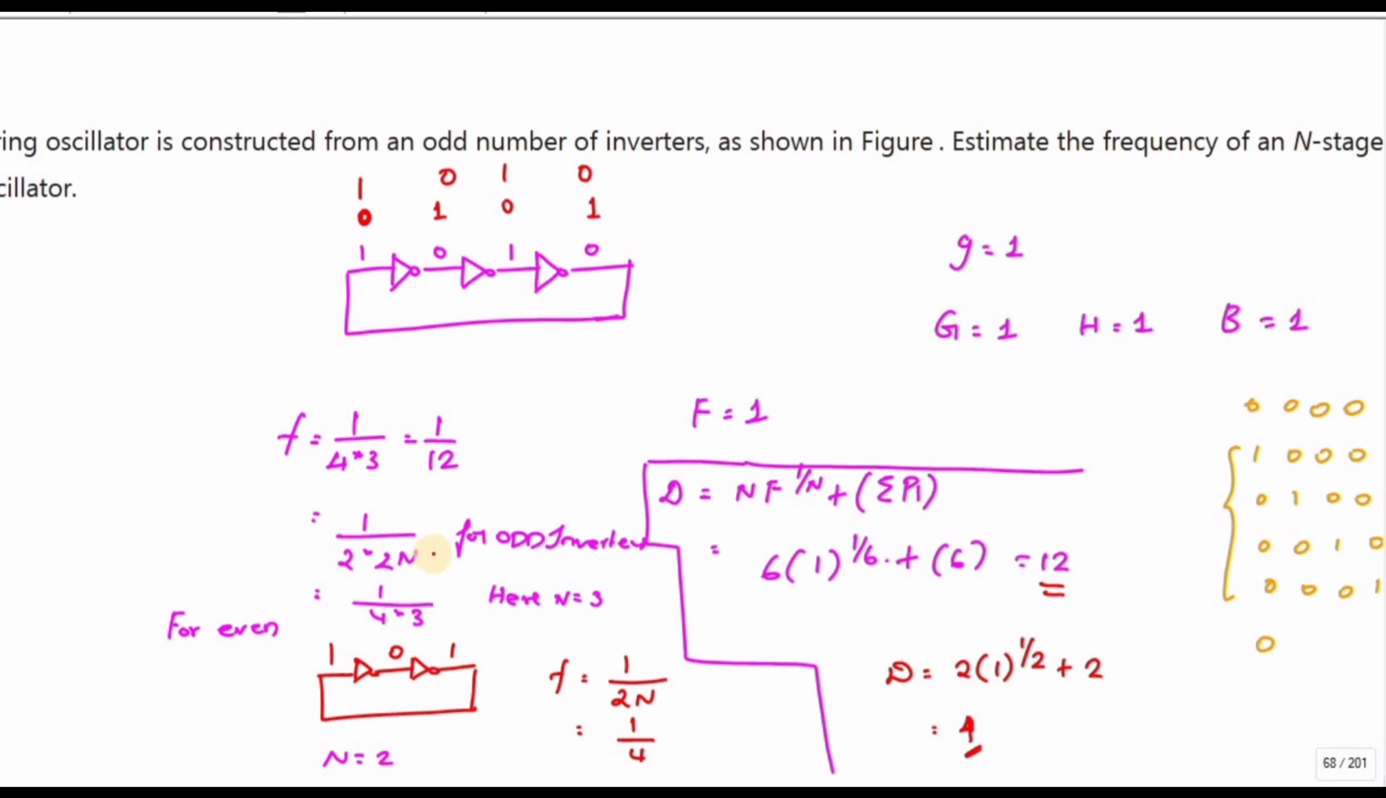Okay. And there is nothing but 12. So f is equal to 1 divided by 12 for odd number of inverters.